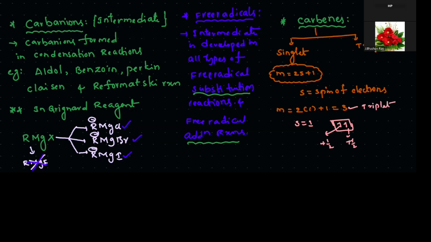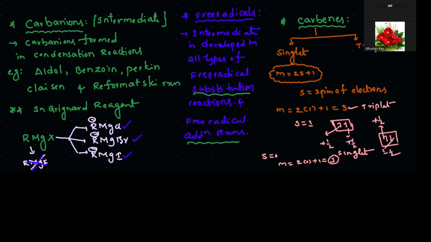If you substitute S equal to 0, that time you will get M equal to 2 into 0 plus 1. You will get only one value, that is a singlet carbene. Again the same, if S value equal to 0 means the direction of the electrons is opposite. One is plus half, another one is minus half. So plus half and minus half both give 0, you will get a singlet molecule. So this is the difference between the singlet and triplet carbon atoms.